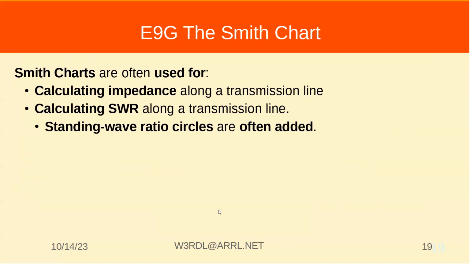All right, so what are Smith charts often used for? You can calculate the impedance along a transmission line. The chart they show doesn't show wavelengths, which normally you see plotted along the outer ring. So it's a quarter wavelength for half the circle, or half a wavelength all the way around. So you can figure lengths that way. You can calculate the SWR.